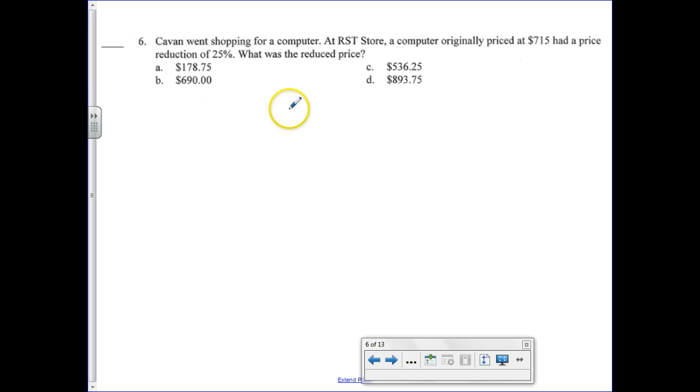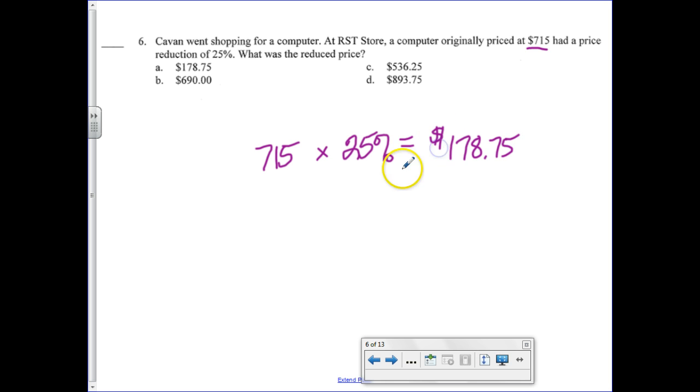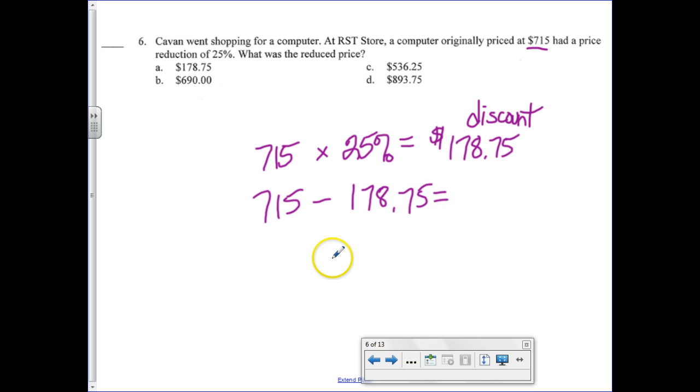Number 6, this problem is talking about an original price. Show me the work. We have to get a reduction of 25%. So go ahead and find out what that discount is. When you do that, you get something like $178.75. Now, slow down, Speedy Sally. I see that answer here, but hold on. It's not asking me what the discount amount was. It's asking me what is the reduced or the sale price. To get to the new price, you have to take $7.15 and subtract this discount. And then that will give you your final answer, which in this case should be C.